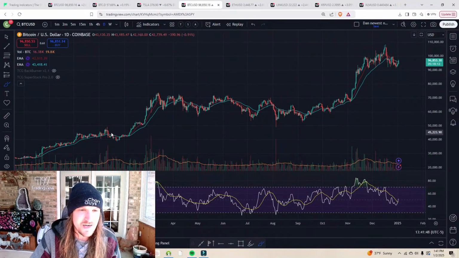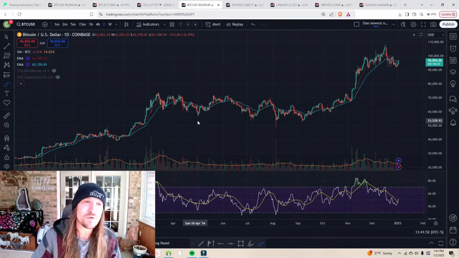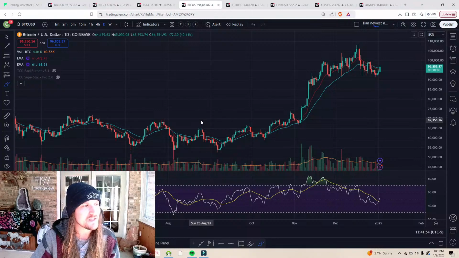So MARA is trading at where we were when Bitcoin was in the 40s. We are over 100% higher, and MARA is at the same price. Dilution is a factor in that.